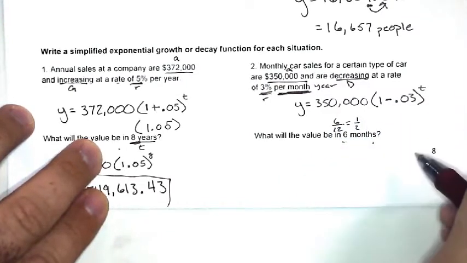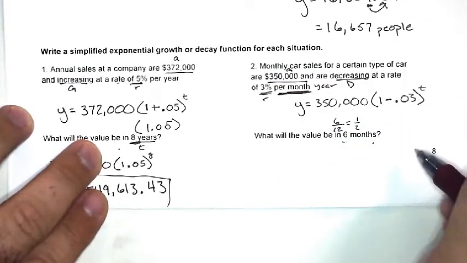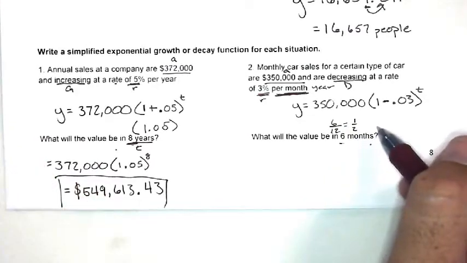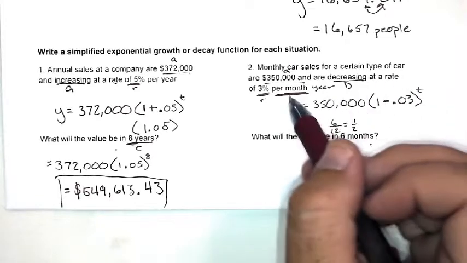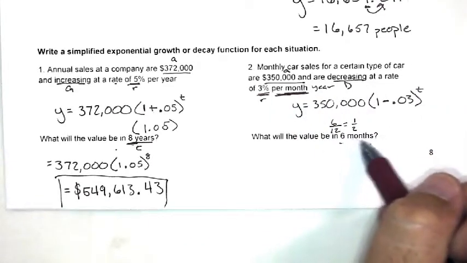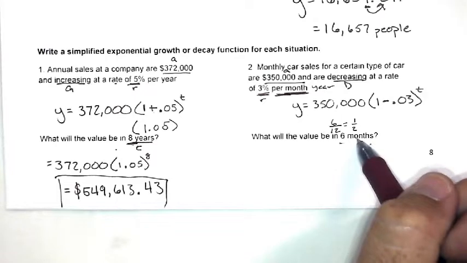We're not doing this half in this problem. I'm just giving you a heads up. Please make sure you are checking the labels. If it says 3% per month or per year, and it gives you months as your time, you must know how to convert. That's not what we're doing in this situation. It's month to month, so we're good.